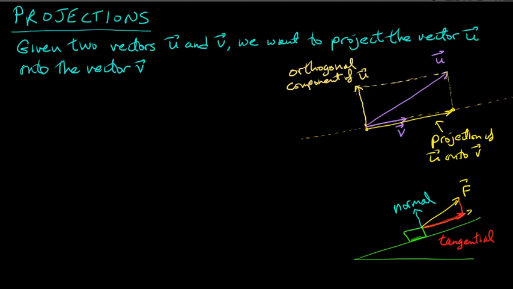Now, when I say component, notice I drew a vector, so I should say the orthogonal vector component. It's not a scalar, right? You can turn it into a scalar by just taking its magnitude. But right now we're looking for the vectors, and then if you want their magnitudes, we can find those later, right? Okay, so that's our goal. That's what we want to do.